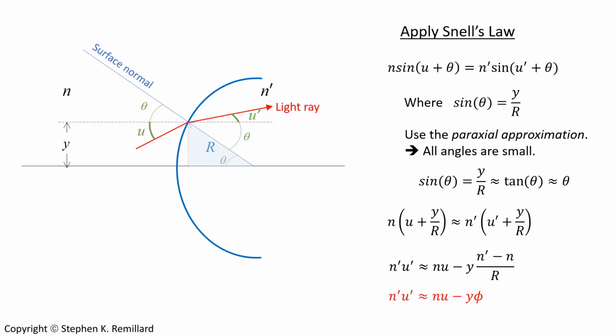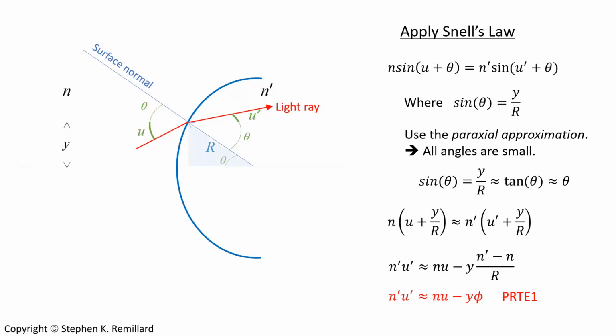So let's rearrange it a little bit. You have n prime u prime on one side. I recognize this n prime minus n over r factor as the power that we just talked about. Replace n prime minus n over r with the surface power phi. And that's paraxial ray tracing equation number 1: the law of refraction written in terms of the surface power and angle relative to the horizontal.